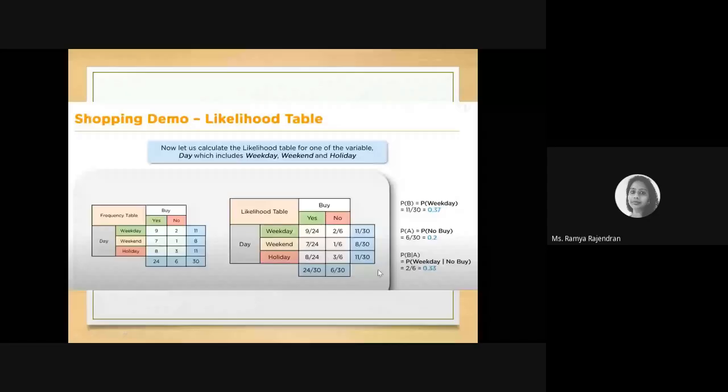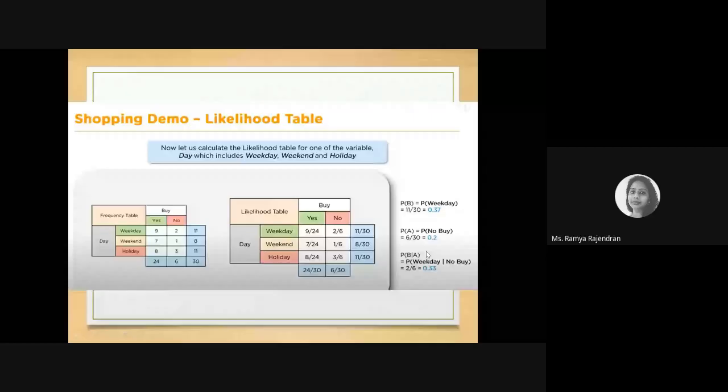So P of B given A, which is trying to predict the weekday when people have not bought. On a weekday, people have not bought is 2 by 6, 0.33. You're just computing all the conditional probabilities here. So we have computed the probability of event A and B given A.